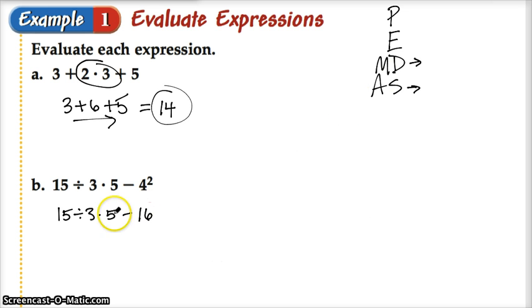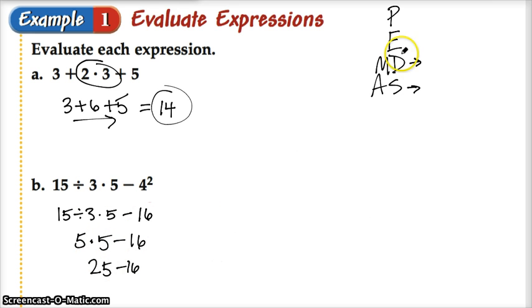The next thing we need to do is check for multiplication and division. And I see right here I've got division and multiplication. Neither one of these supersedes each other, so I just take it as it goes. They're equivalent. So I am going to go from left to right dealing with any division or any multiplication I see. So 15 divided by 3 is going to give me 5. Then I'm left with 5 times 5 minus 16. I'm going to deal with the next multiplication situation here. 5 times 5 is 25 minus 16 is what I have.